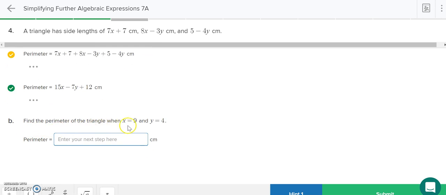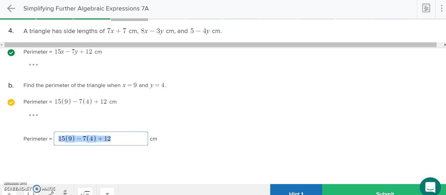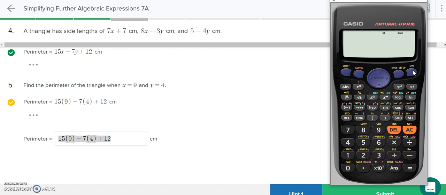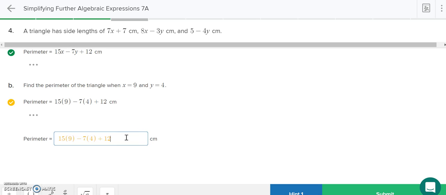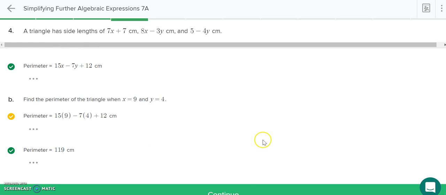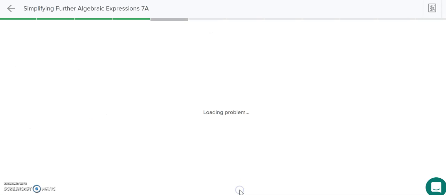Then they want me to find the perimeter of that triangle now that I've got an expression, if x is 9 and y is 4. So I'm going to substitute 15 lots of 9 minus 7 lots of 4 plus 12. Okay, and then I'm going to obviously need to put that into my calculator. So typing in 15 lots of 9, minus 7 lots of 4 plus 12. And that gives me 119. So I'm going to type that into here. And woohoo! Okay, on to the next question.